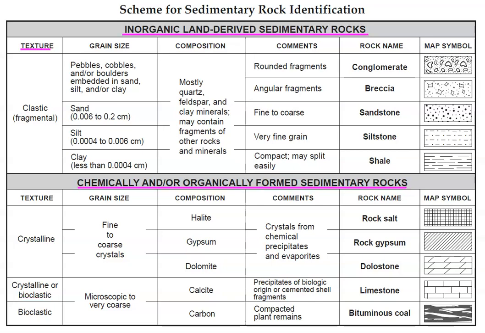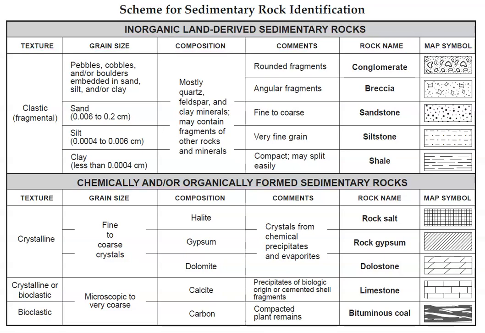We should first look at our column headings. We have texture, grain size, composition, comments, rock name, and then a new entry here that we didn't see on the igneous rocks. We have a map symbol. This far right-hand column of map symbol is an agreed upon symbol that's used worldwide to denote these different types of rocks.